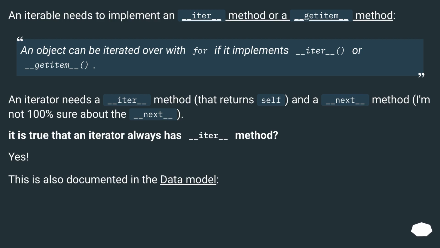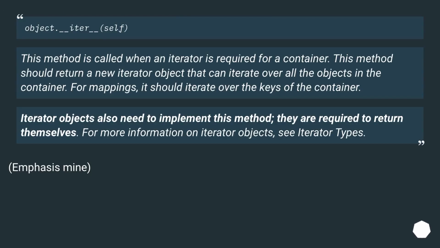Yes. This is also documented in the data model. object.__iter__(self): This method is called when an iterator is required for a container. This method should return a new iterator object that can iterate over all the objects in the container. For mappings, it should iterate over the keys of the container. Iterator objects also need to implement this method. They are required to return themselves. For more information on iterator objects, see Iterator Types. Emphasis mine.